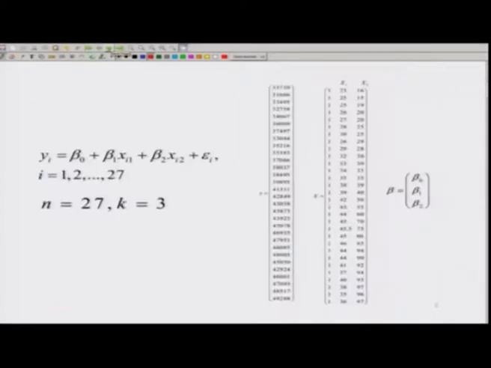Now first let me explain how these things can be expressed in the framework of a multiple linear regression model. The model which we had considered was expressed as y is equal to X beta plus epsilon, where y was an n cross 1 vector of observations on the response variable, X was a matrix of order n by k of k independent variables having n observations on each variable, beta was a k cross 1 vector of regression coefficients, and epsilon was an n cross 1 vector of random error components. In this case n is equal to 27 and k is equal to 3, including the intercept term.